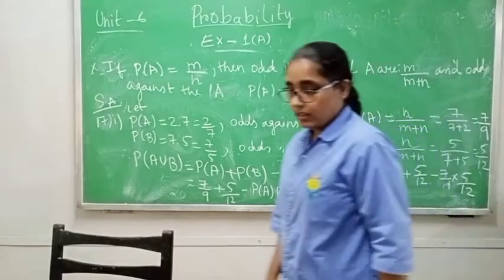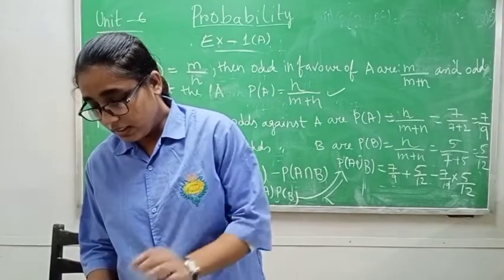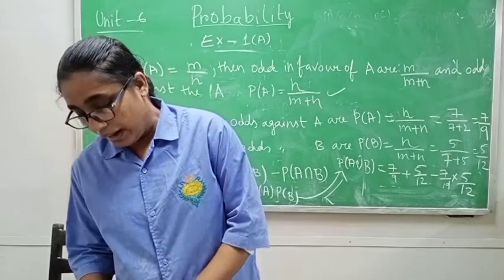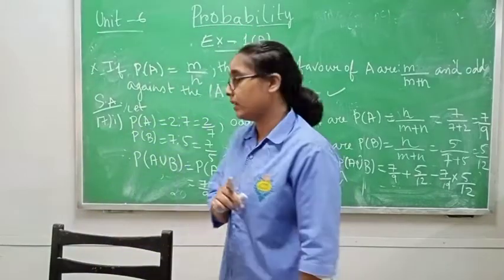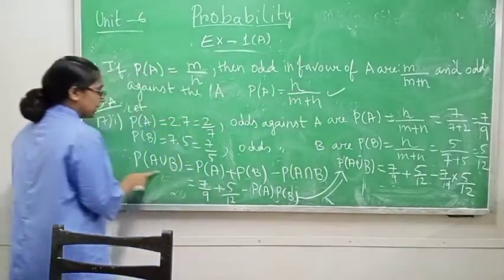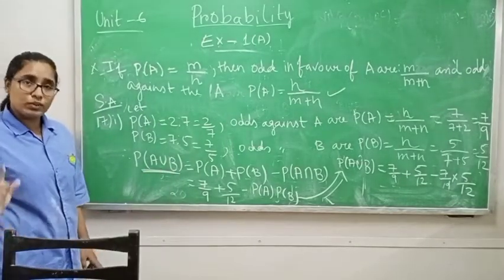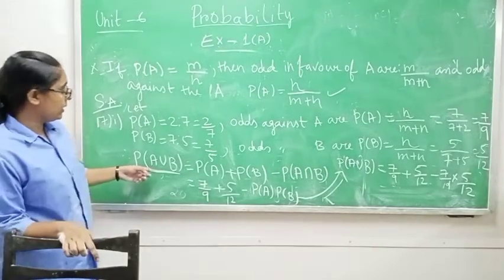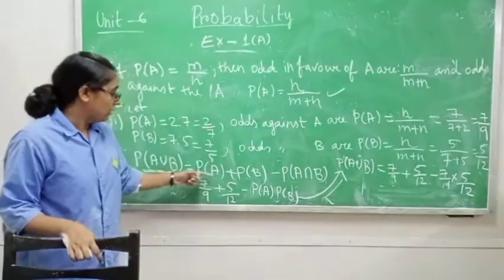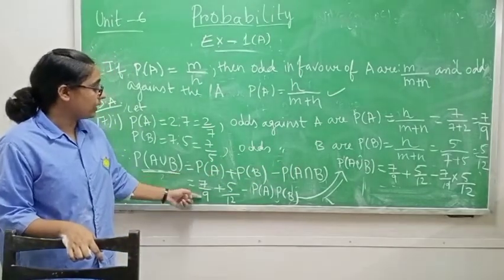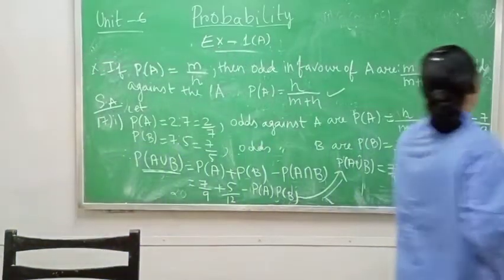Now what are they asking? They have already told us that the events are independent, and we must find the probability that at least one of them will occur. At least one of them means A union B, because the probability of A union B is known as the probability of occurring at least one of them. So the formula is P(A union B) equals P(A) plus P(B) minus P(A intersection B). Now P(A) value I got is 7 by 9, and P(B) value I got is 5 by 12.